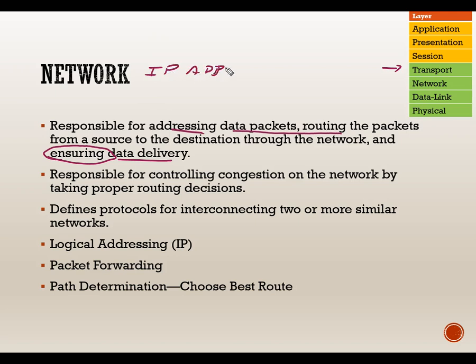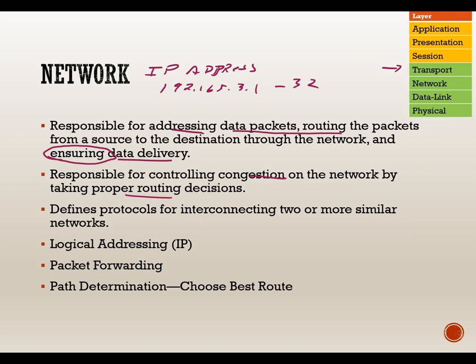And IP addresses change. So IPv4, 192.168.3.1 would be what it would look like, and IPv6 is going to be a hexadecimal number, 128 bits, a 128 binary bit address, where this one is a 32-bit. So you can get an idea, we'll talk about that as we get into it, of how much bigger the IPv6 address space is. Controlling congestion on the network by making proper routing decisions.